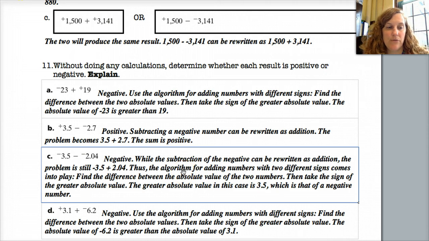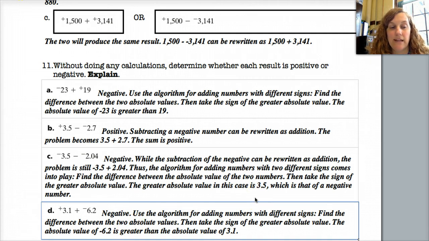Is the result going to be positive or negative? We have negative 3.5 minus a negative 2.04, so negative 3 minus a negative 2. It is going to be negative 3 plus a positive 2, but the negative 3 is still bigger, so it's going to be negative. And positive 3 plus a negative 6, you're adding unlike terms, so you subtract them, but the negative number is bigger, so it's going to be negative.